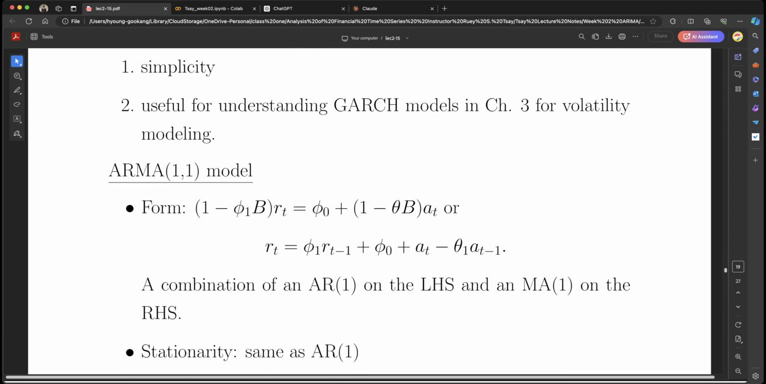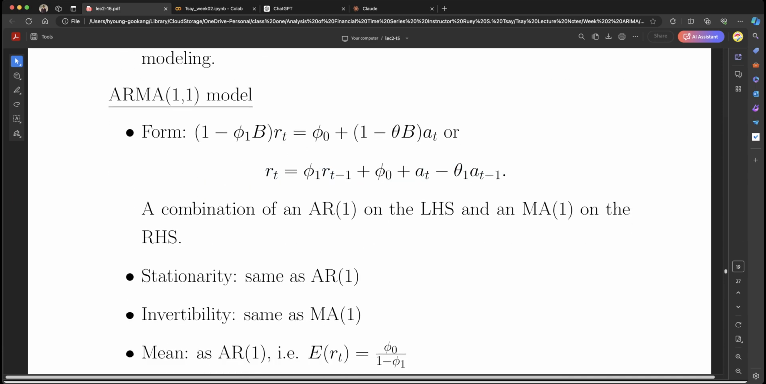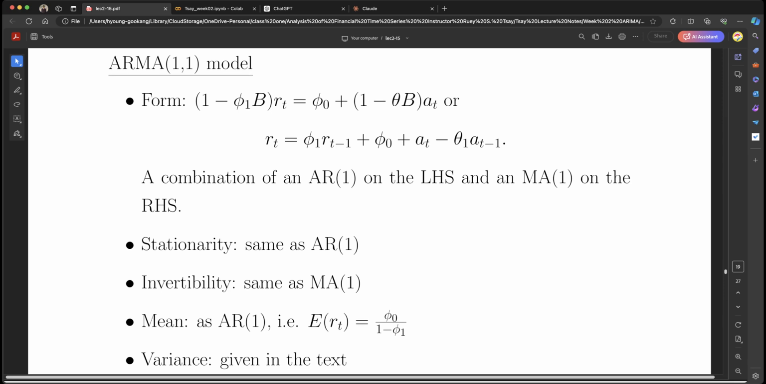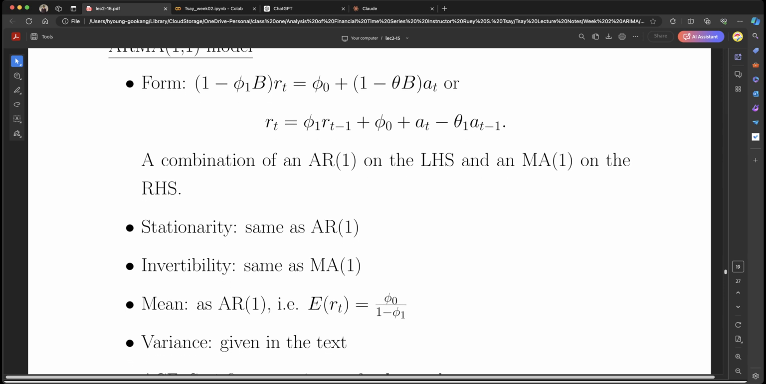So it is a combination of an AR(1) model on the left-hand side, so this is the AR1 model, and an MA(1) model, this one on the right-hand side. So stationarity is the same as for the AR1 model, and invertibility is the same as for the MA1 model. So the mean of the ARMA model is this one. Okay, you can take the expectation of r_t, and the expectation of r_t and r_{t-1} should be the same. The expectations of a_t and a_{t-1} should be zero. So if we solve it, we have this one.